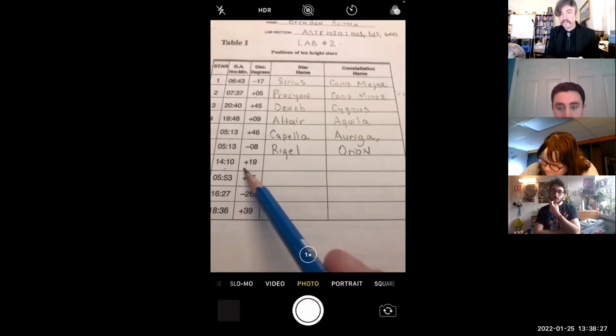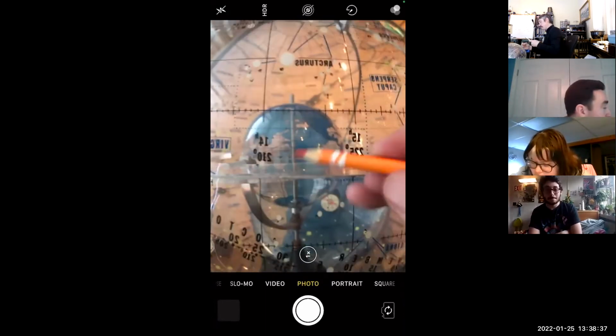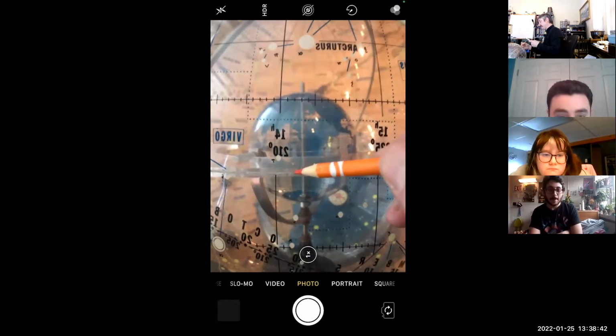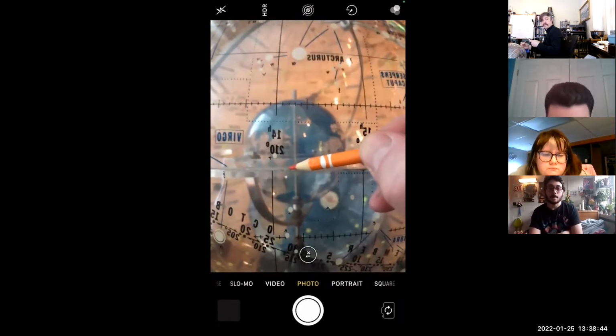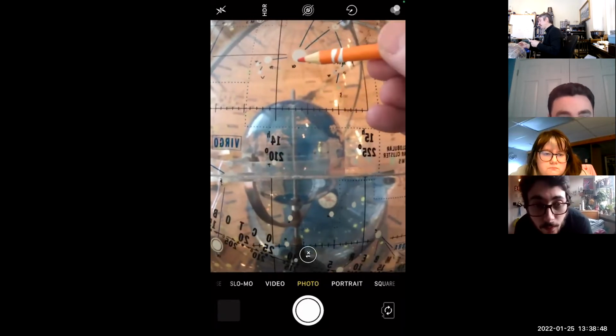(1410) positive 19. Cruising right along here. 14, 4, 8. So that's 1410. And positive 19. 10, almost to 20.